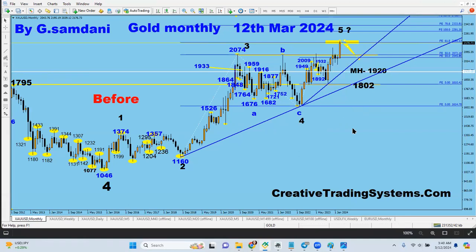Let's see. We already reached the target. I would say first target. Maybe there is a second target. Maybe it will go to 100%. Who knows, right? So time will tell. But my idea is that we're probably going to drop from here and start the retracement. Why? Because I think that the USD is also flipping.